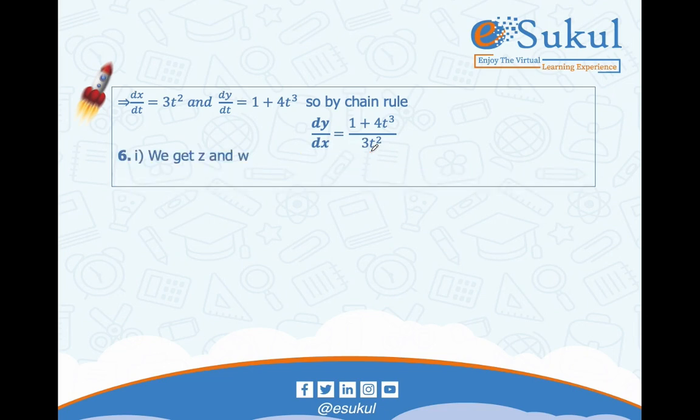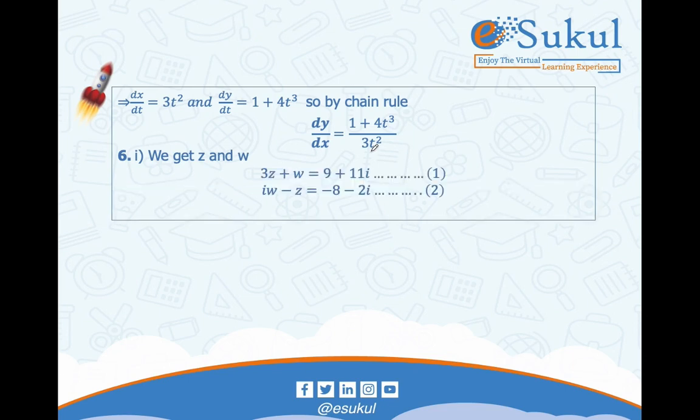In question 6, we have complex numbers. The first task, we are to solve for z and w, to which we were given two simultaneous equations to work with. So solving for z and w, we can use either the elimination method or the substitution method. So our preference, if we use the elimination method, we multiply equation 2 by 3 and we add it to the first equation. We can have this simultaneous equation here.